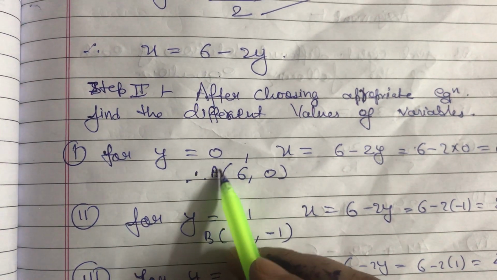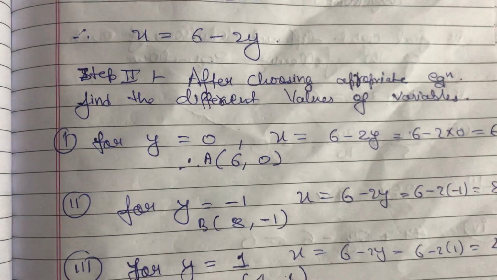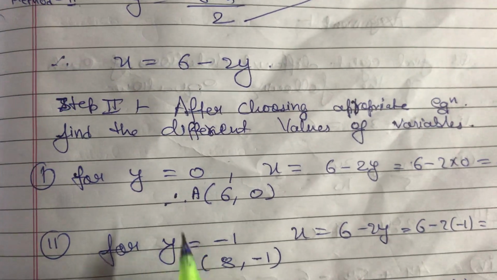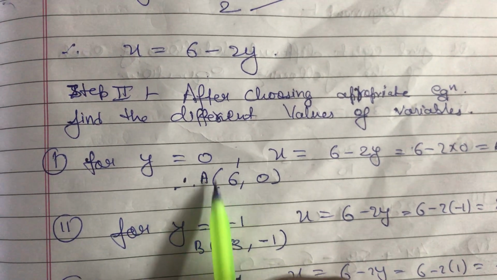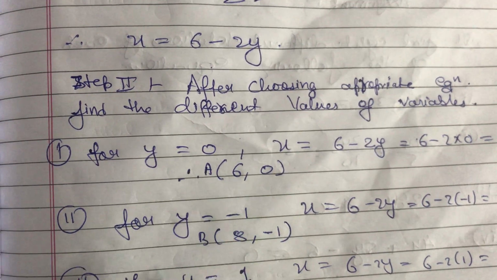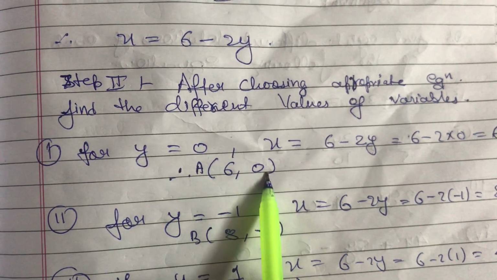Here I have labeled it. Labeling is important. Always we label it using a capital letter. This will enhance the beauty of your question, right? So normally I label it. So this is capital letter A, and this is my x coordinate, this is my y coordinate.